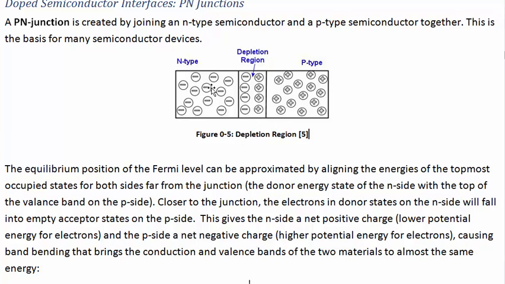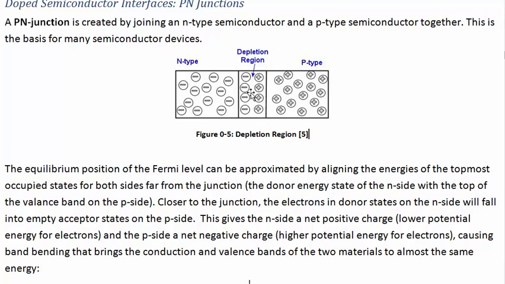So here's our N-type semiconductor. It's got all these extra conduction electrons due to the donor atoms that are inside there. And here's our P-type semiconductor. It's got all these extra holes compared to a neutral or an undoped semiconductor due to the extra acceptor impurities.